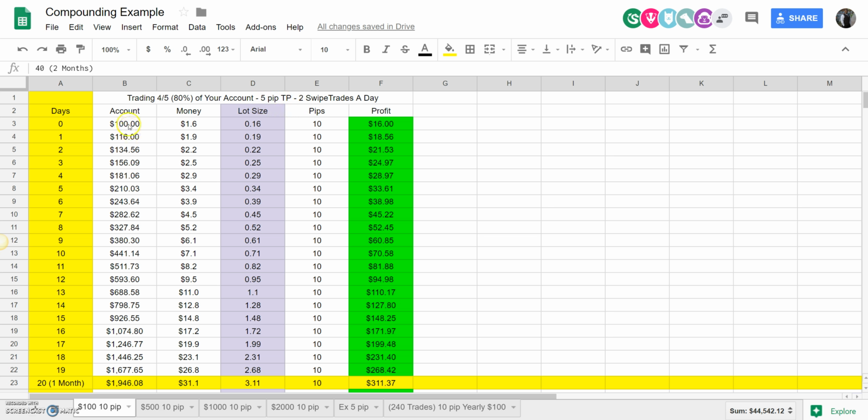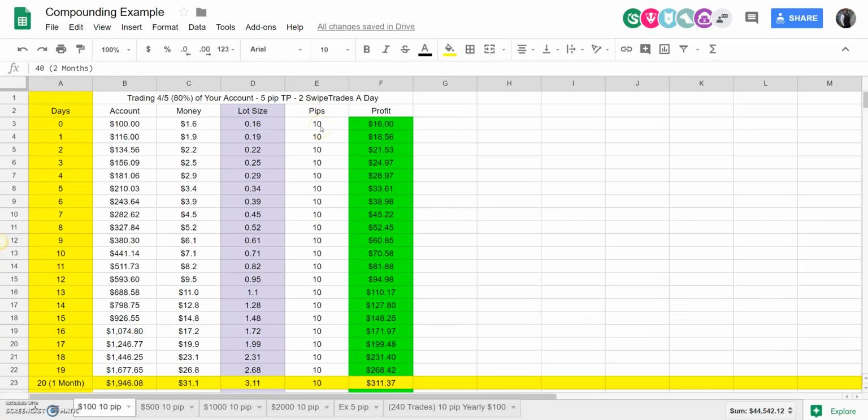So in this column right here, you have your account size, $100. If you start off with your account size at $100, and right here it says that $1.60 is 80% of $100. That means your lot size will be 0.16, and the goal for the day is 10 pips. However, this is based on 2 swipe trades.